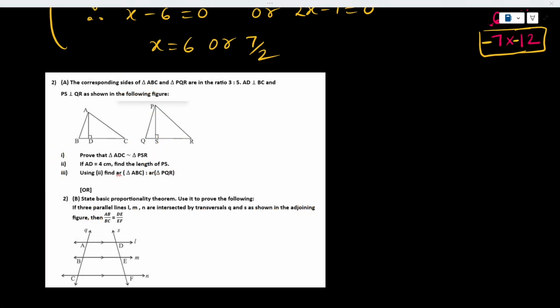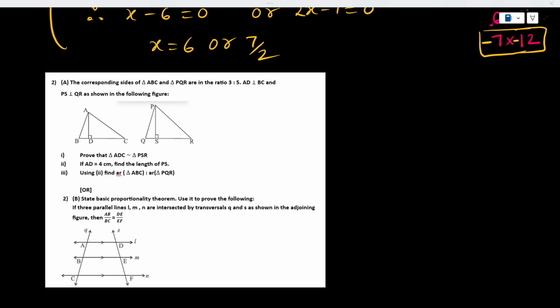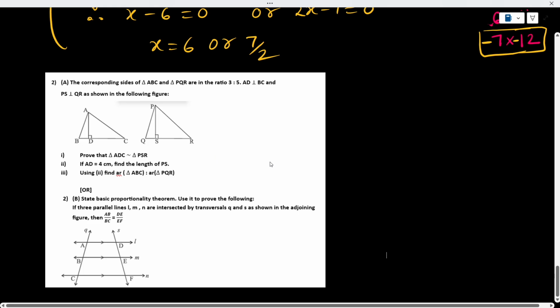Now you see, this is the second 5 marker question, which is based on triangles, and again there is an internal choice given, so you can solve any one question out of these two. So let us start with the first question. What are they asking in the first question? The corresponding sides of triangle ABC. So two triangles are given and the corresponding side ratio is 3 is to 5. So what are the corresponding sides here? AB corresponds to PQ, BC corresponds to QR, AC corresponds to PR.